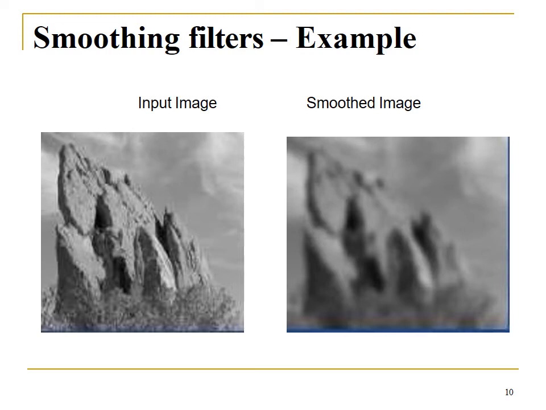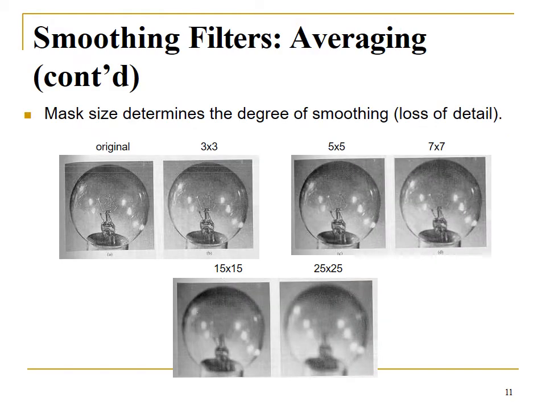So this is the input image, which is not that clear. We apply a smoothing filter to this particular input image, and the smoothed output image is obtained. Now we take another example: the mask size determines the degree of smoothing, that is, the loss of detail.